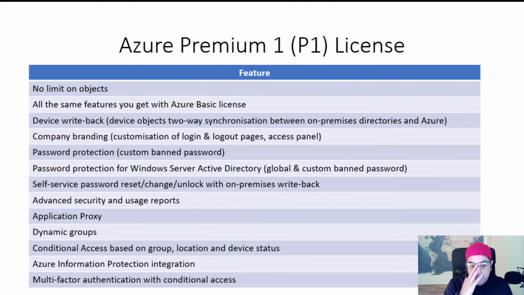You can configure them dynamically to meet a certain specification, and it adds that object into the group. Conditional access is huge. I think this is a very important part of security within Azure, which you don't get in the free version. So you have to have Azure AD P1 as a minimum to get conditional access based on group location and device data. So that's definitely a good feature for upgrading from the free version.